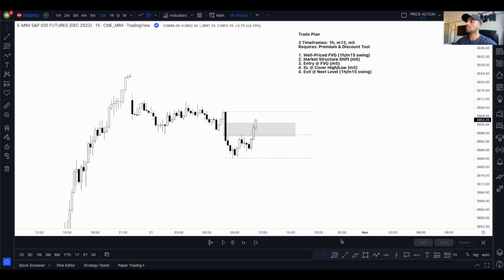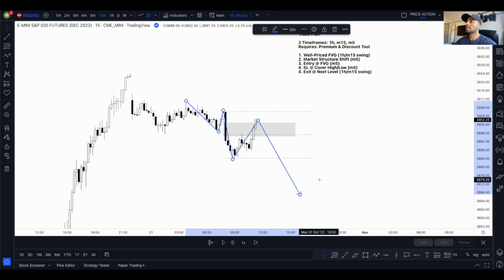You guys can clearly see here, like I said, I'll draw the swing out to make it clear. Come down, come up, come down. What did I say earlier? If we are in a bearish market, we want to be selling in the premium, which is up here, and you guys can clearly see price is in the premium of this swing. So we expect price to come up in this region before coming down, and that is what we mean by well priced.